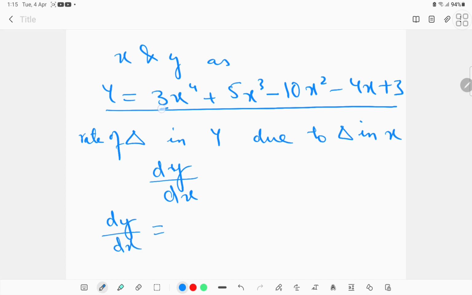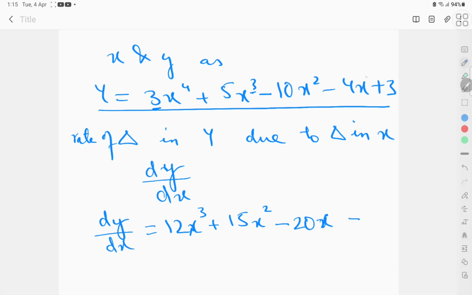So 4 into 3 is 12, and x to the power 4 minus 1 will be 3. So it will be 12x cubed plus 15x to the power 2, as 5 into 3 is 15 and 3 minus 1 is 2, minus 2 into 10 is 20, and x to the power 2 minus 1 will be 1, so we will not write 1 as a power of x, minus 4, because 1 minus 1 is 0, so the x will be cancelled out, and 3, there is no variable, so it will not be written. The above expression can once again be differentiated.